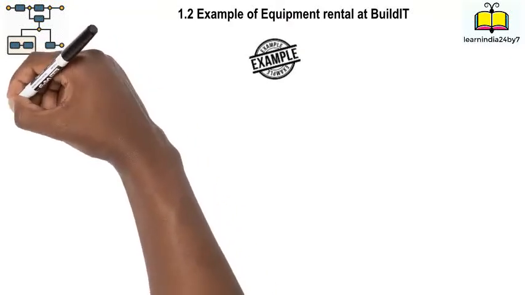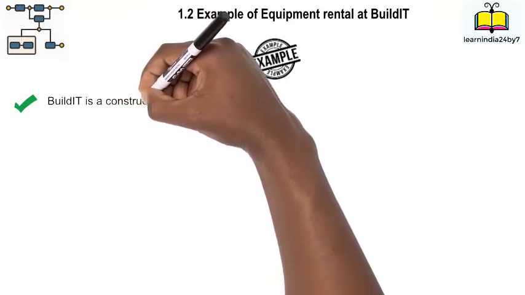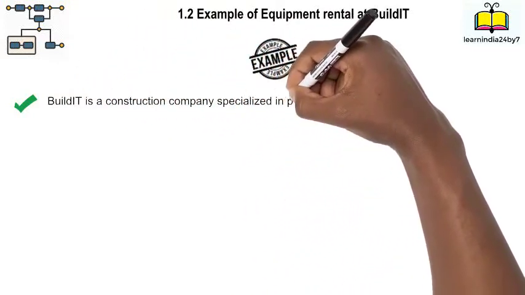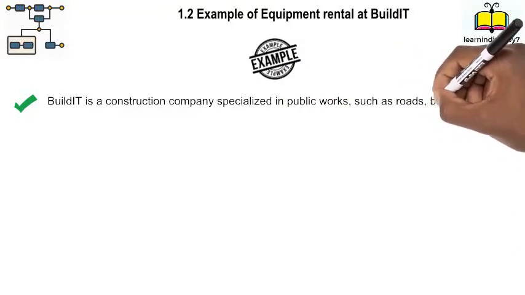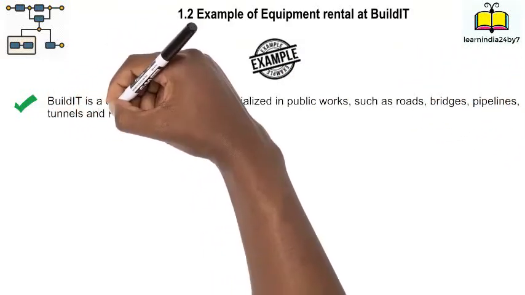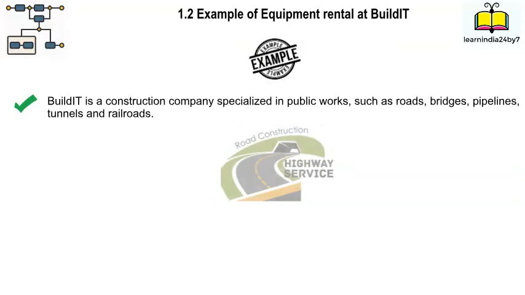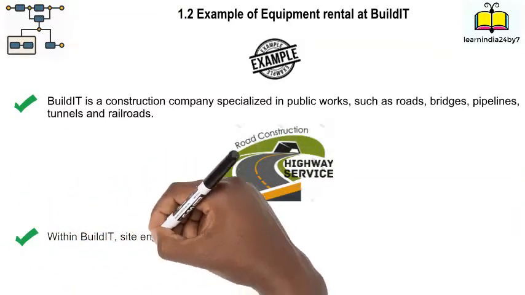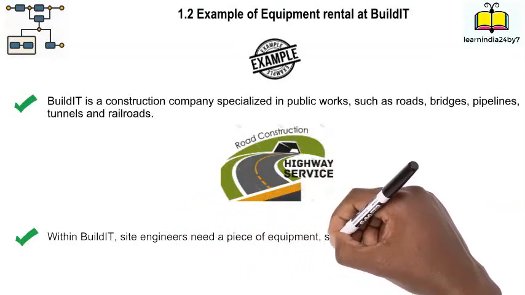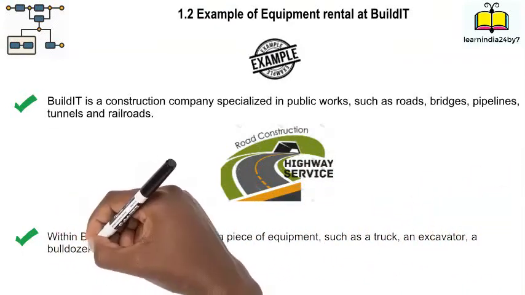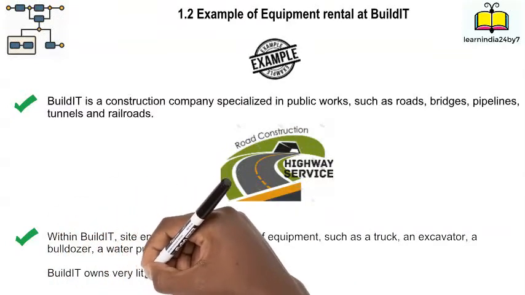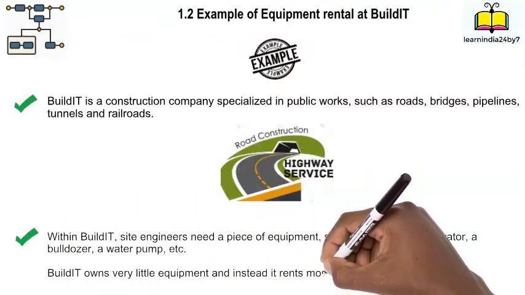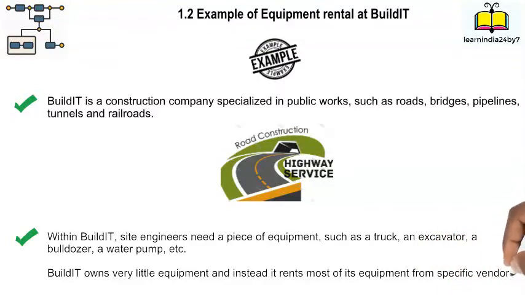So friends, let's understand one example. The company Build IT is a construction company specialized in public works such as roads, bridges, pipelines, tunnels, and railroad services. Within Build IT, site engineers need a piece of equipment such as a truck, an excavator, a bulldozer, and a water pump, etc. Build IT as a company owns very little equipment and instead rents most of its equipment from specific vendors.